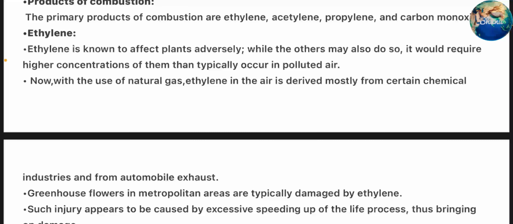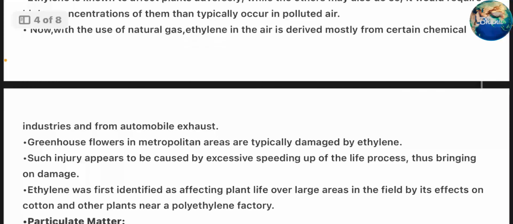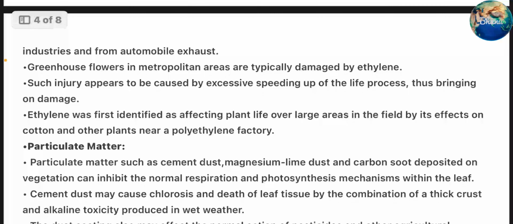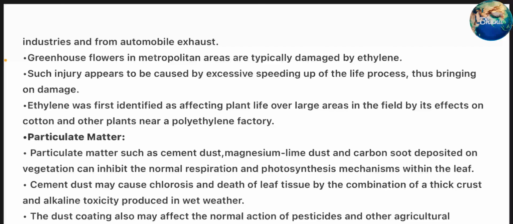Now, with the use of natural gas, ethylene in the air is derived mostly from certain chemical industries and from automobile exhaust. Greenhouse flowers in metropolitan areas are typically damaged by ethylene. Such injury appears to be caused by excessive speeding up of the life process, thus bringing on damage. Ethylene was first identified as affecting plant life over large areas in the field by its effects on cotton and other plants near a polyethylene factory.